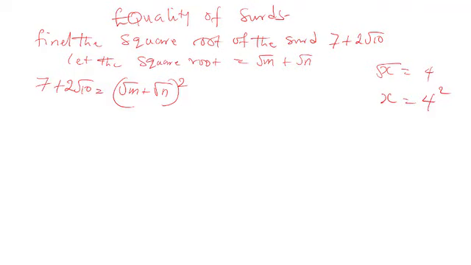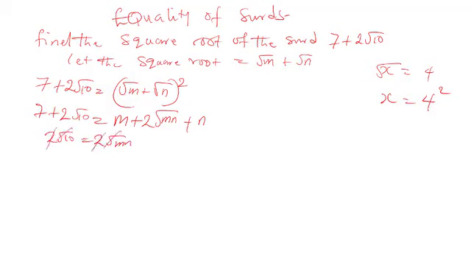So with this, let's expand what we have here. 7 plus 2 root 10 is equal to, if we expand this, m plus 2 root mn plus n. Now if you want to equate these two expressions, you discover that we have 2 root 10 and we have 2 root mn. That is to tell you that 2 goes with 2, square root goes with square root, so our value of mn is equal to 10, and m plus n, which is a constant term, is equal to 7.